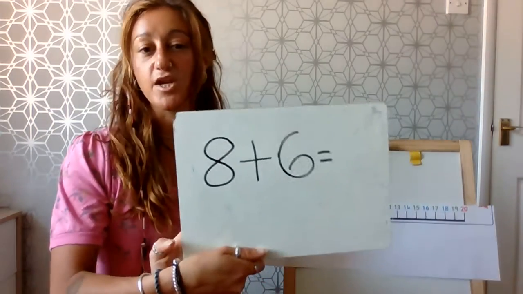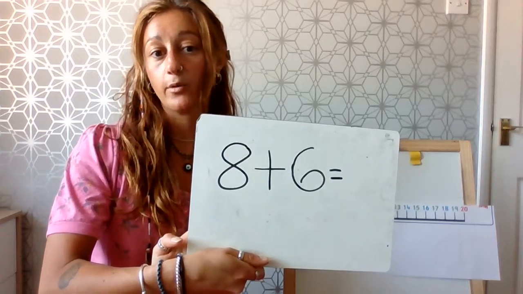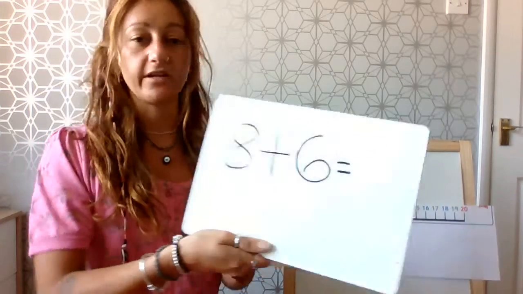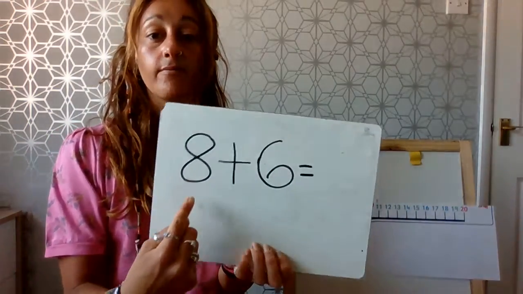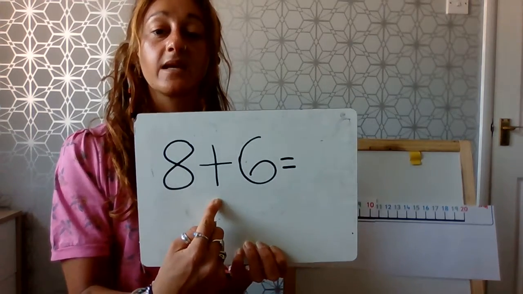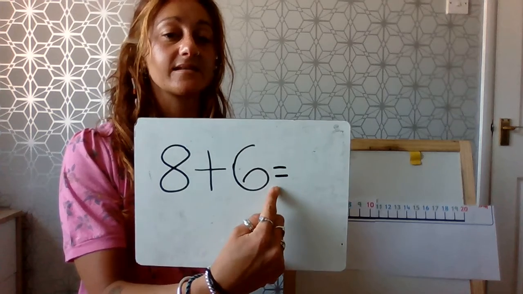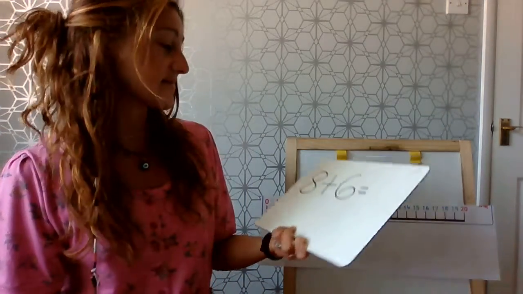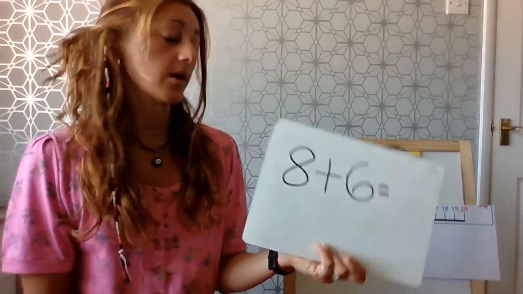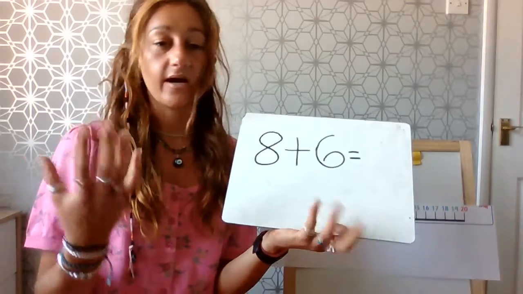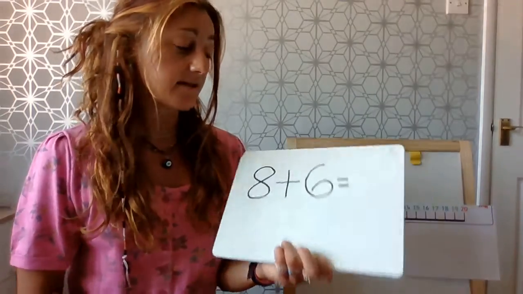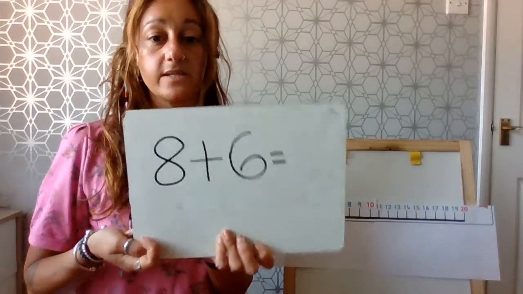Hi everyone, we're going to have a look at this number sentence now. Can you read it for me? It says 8 add 6 equals. Well, I know that I can't do that on my fingers because I don't have enough fingers. So we need to think about how else we can work out that number sentence.